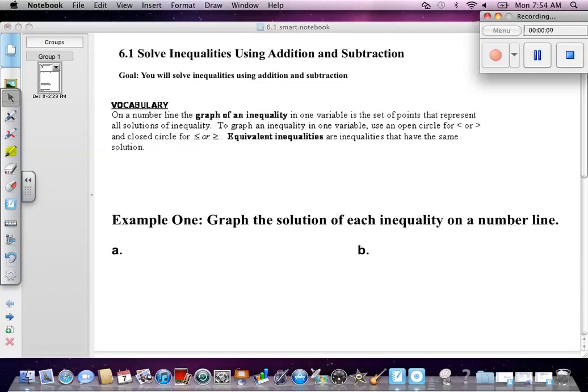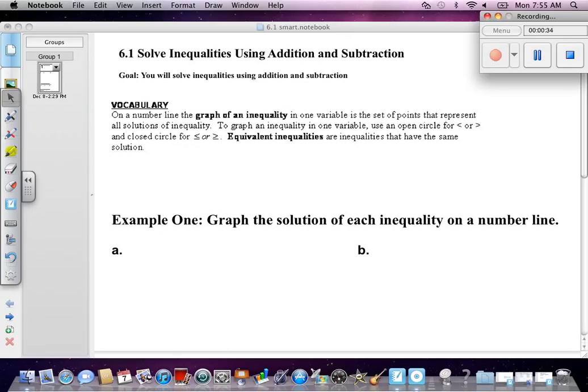All right. So, ladies and gentlemen, we're looking at 6.1, which is solving inequalities using addition and subtraction. On a number line, the graph of an inequality in one variable is the set of points that represent all solutions of the inequality. To graph an inequality in one variable, use an open circle for greater than or less than, and a closed circle for less than or equal to or greater than or equal to. Equivalent inequalities are inequalities that have the same solution.